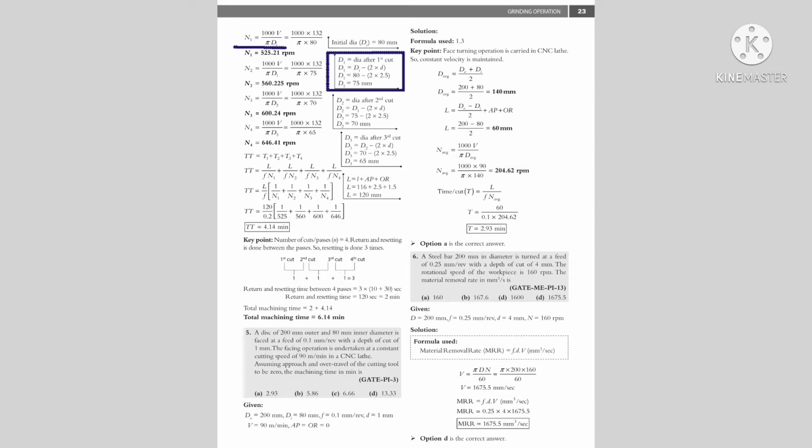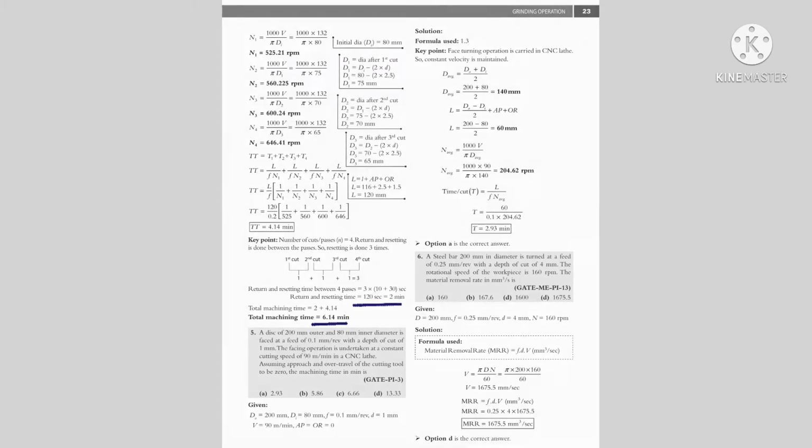Here the key point is the time for return and resetting between the passes is given, and we have already calculated the number of passes as 4. Hence the return and resetting is done 3 times. So we are multiplying 3 to the sum of return and resetting time. Finally we get 120 seconds, which is equal to 2 minutes. So the total machining time is 4.14 plus 2, 6.14 minutes.